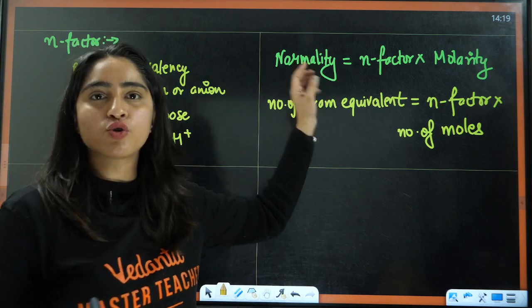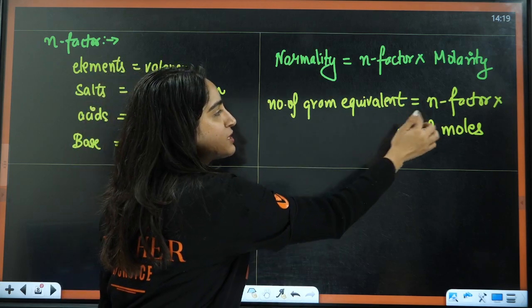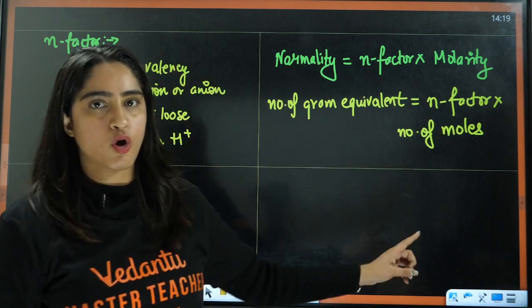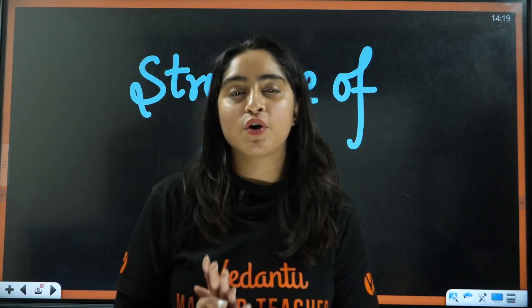Okay, normality is not directly in your syllabus. This can be asked through this formula. And the number of gram equivalents is equal to N factor into the number of moles. Understood, everyone? So this was about some basic concepts of chemistry.